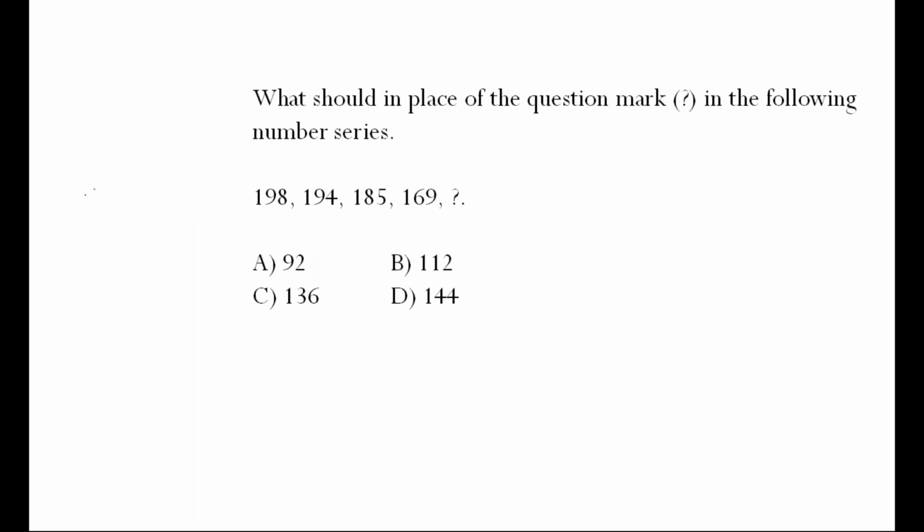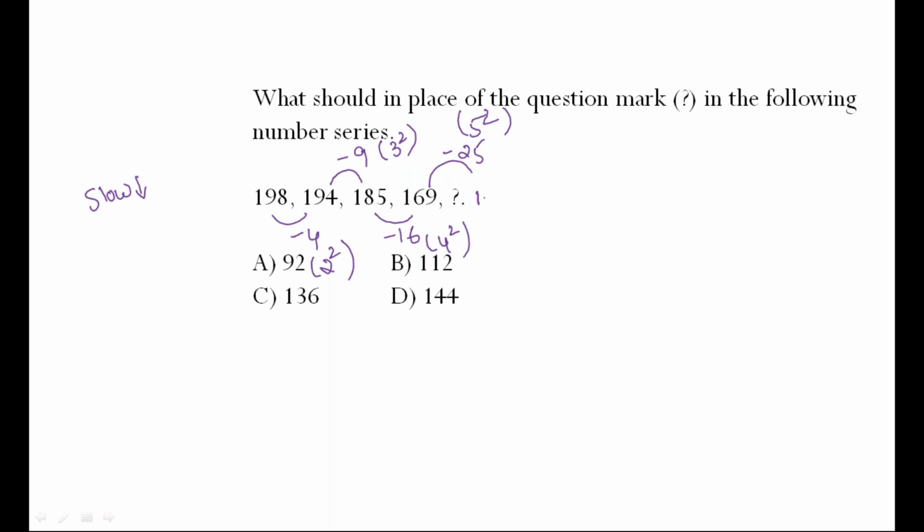This is also slow decreasing. Now, the difference is 4. Here, the difference is 9. The difference is 16. 4 is nothing but 2 square, 9 is nothing but 3 square, 16 is nothing but 4 square. The differences are squares: 2 square, 3 square, 4 square completed. Now we should subtract 5 square, 25. Now 169 minus 25 will give 144. Excellent, friends. Option D is correct.